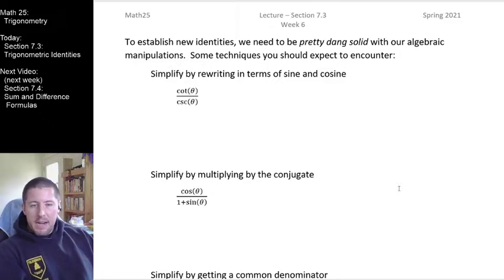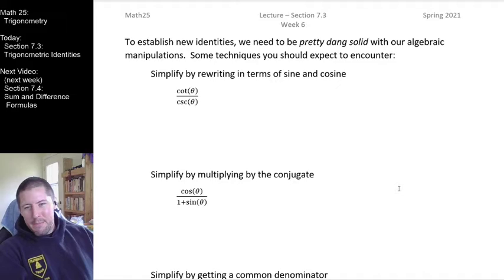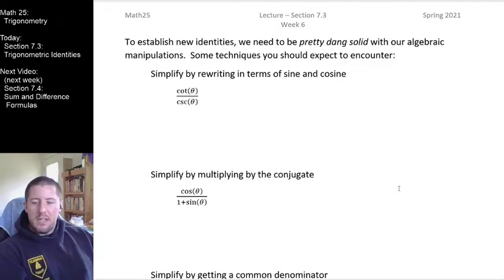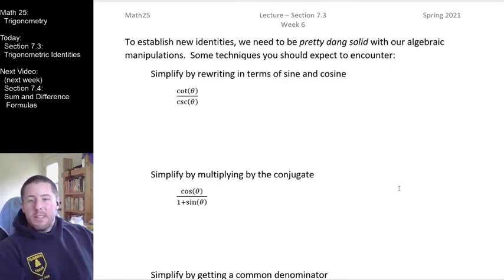I definitely expect that most of us know most of these things. I don't expect that everybody has seen every single one of these algebra topics. It's absolutely the case that some of us are going to need to pick up some new algebra techniques along the way. But these are things that are required for our identities and our equation solving with trigonometric equations. So let's talk about what a lot of these algebra techniques are going to look like. All right, so some techniques we should expect to encounter.